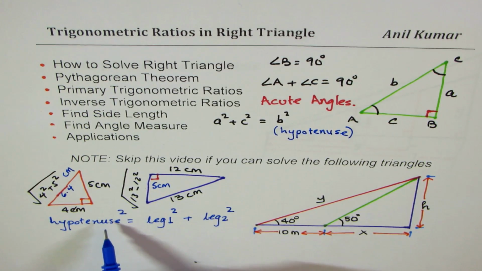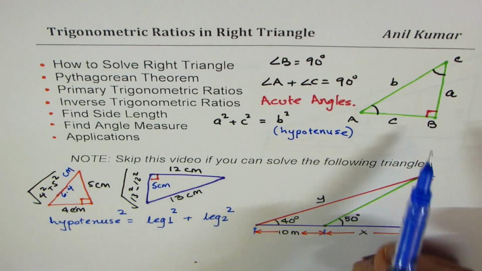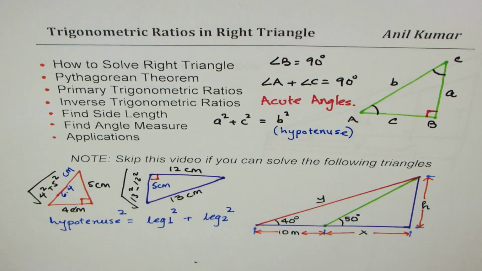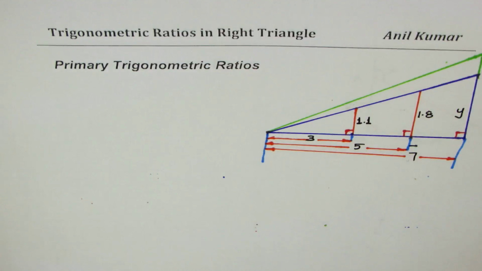I have found students wasting time in just figuring out what is A, what is B, and what is C. It does not have any significance. So I hope that point is absolutely clear. So with that short review on Pythagorean theorem, let's get to the major topic, which is understanding primary trigonometric ratios.